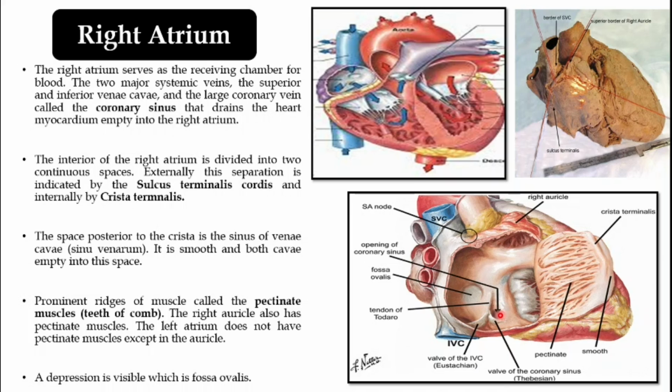So this is the opening of the coronary sinus, which is guarded by a valve known as the Thebesian valve to prevent the backflow of blood into the coronary sinus. So the opening of the coronary sinus is there in the right atrium. Also you can see the opening of the inferior vena cava, which is also guarded by a valve known as the Eustachian valve.